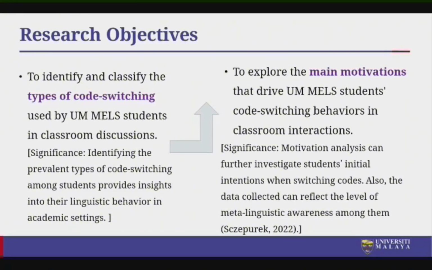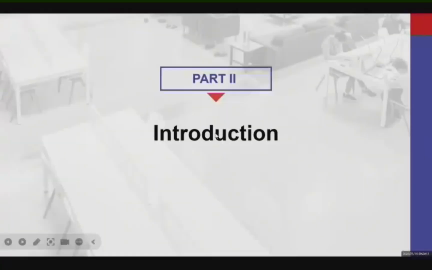The significance of them: identifying the prevalent type of code switching among students can provide insights into their linguistic behavior in academic settings. And the significance of the second objective is that it can further investigate students' initial intentions when switching code. Now I will introduce the introduction part.